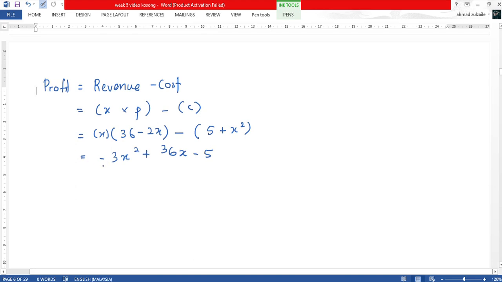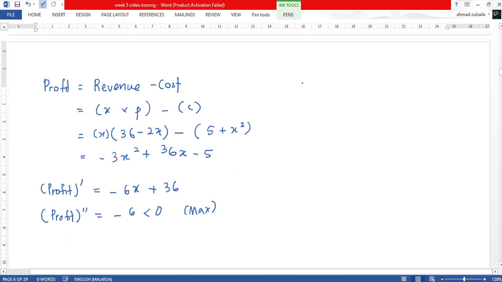We wanted to know what is the x value that gives the maximum profit. So to find the maximum profit, definitely you have to differentiate your profit. So profit prime, differentiating this equation, becomes negative 6x plus 36. Differentiate once again to check whether this will give maximum profit. Differentiating again, you will have negative 6. Since negative 6 is less than 0, it's confirmed this is a maximum value.